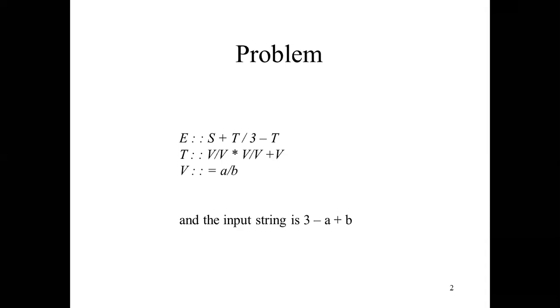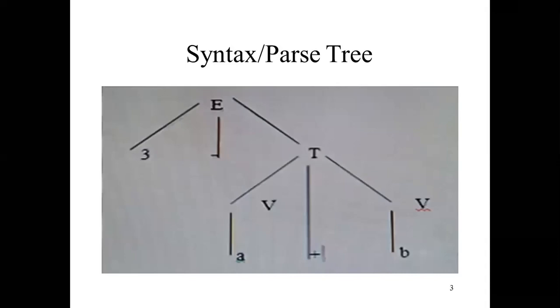Now you can see, the input string is 3 minus A plus B. Okay, now the input string is given as 3 minus A plus B. Now we will start. You can see how we can obtain our input string. Okay, so first we will draw the parse tree. Parse tree and the syntax tree are same. Okay, you can call it the syntax tree or the parse tree. Now we are going to draw the syntax tree for the given input string 3 minus A plus B.